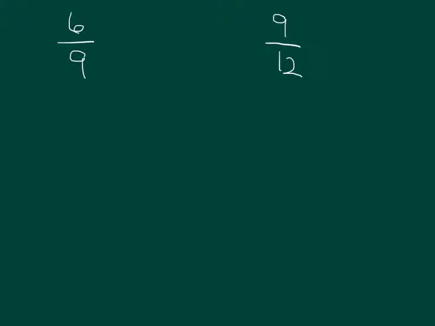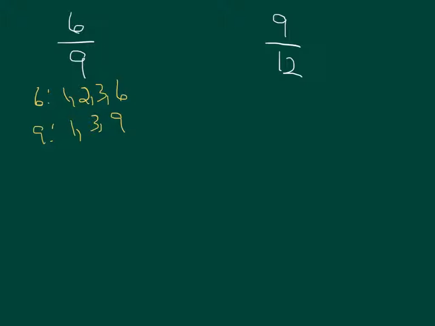But that doesn't work all the time. Sometimes we ask ourselves, can I multiply the numerator by anything and get the denominator as my answer? In this case, the answer is no. 6 times anything will never give me 9 as an answer. So I need to list out my factors. Factors of 6 are 1, 2, 3, and 6. Factors of 9 are 1, 3, and 9.